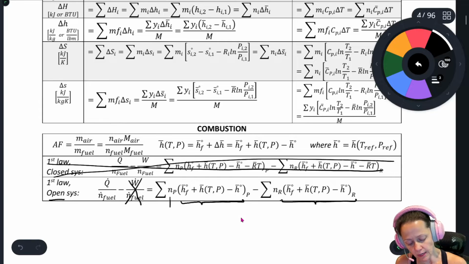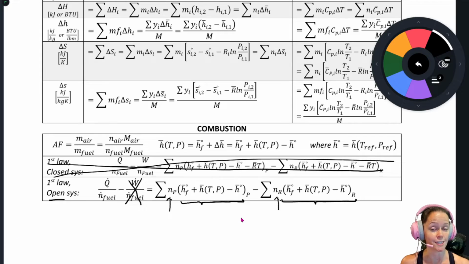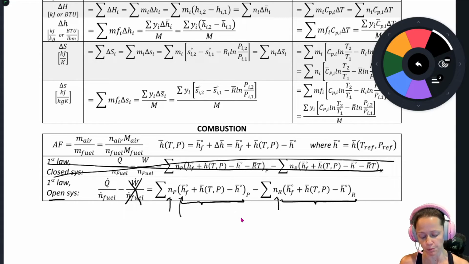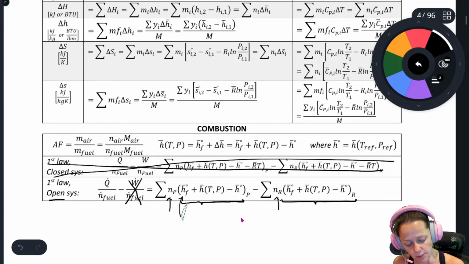These values right here, these N values, those are going to be the coefficients that are in front of the products and reactants in your balanced chemical equation. These values right here, this H naught F, those are enthalpy of formation values. So these are values that you can actually look up for common substances. These are found in table A25 and A25E. They're also found for some gases in A23, at the top, and I'll show you in just a second.